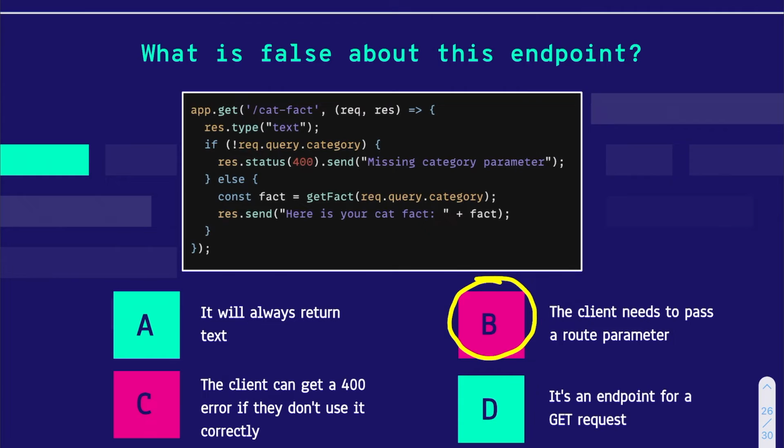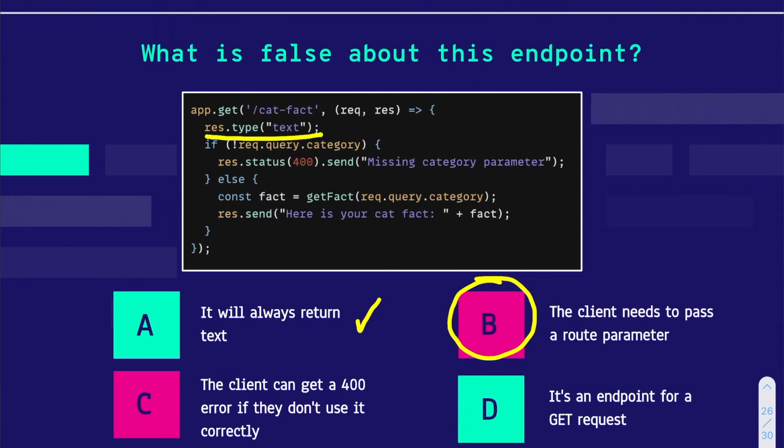So let's go through which ones are correct first. It will always return text. Yes, I know this. Why do I know this? Right outside of our if else, we have this line of code that sets the type of the response. And since we don't override it anywhere else in our code, that means that we know our response is going to be text. So this one is true.